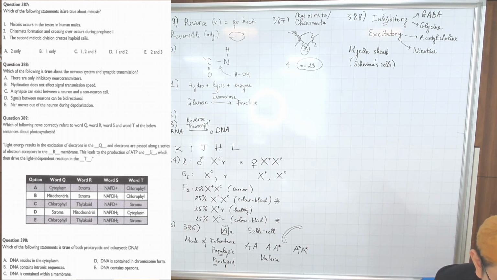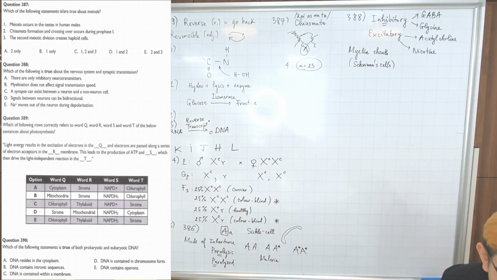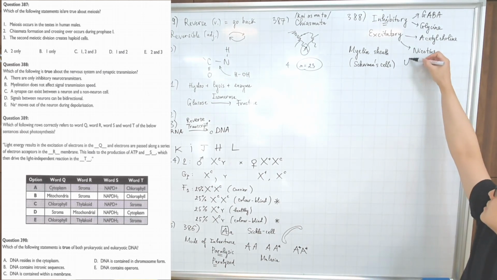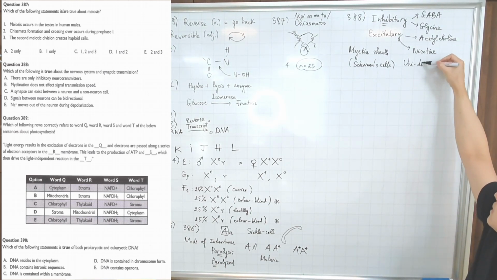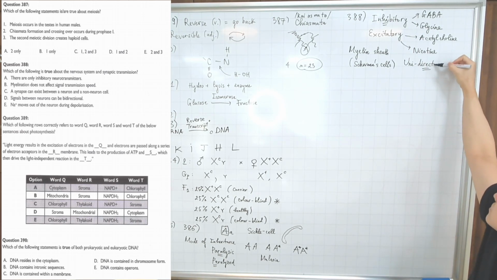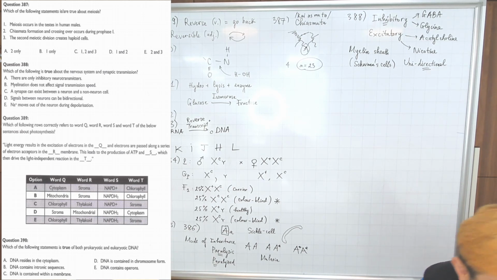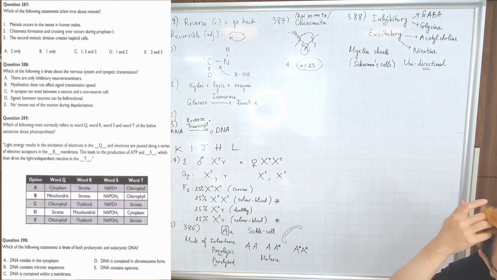Number 4. Signals between neurons can be bidirectional. Bi means two. It's only one directional, or unidirectional. It's actually unidirectional. Not bidirectional, okay? So D is wrong.